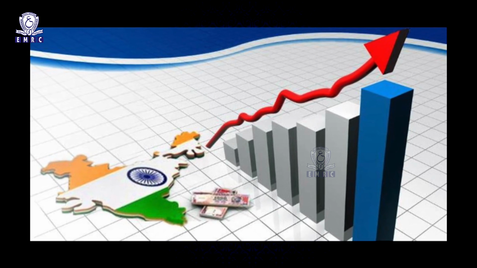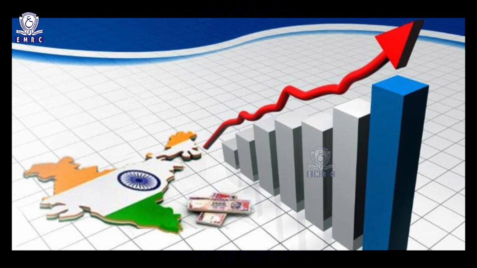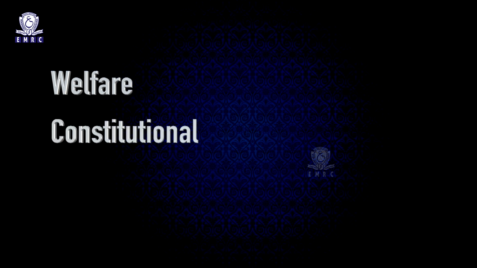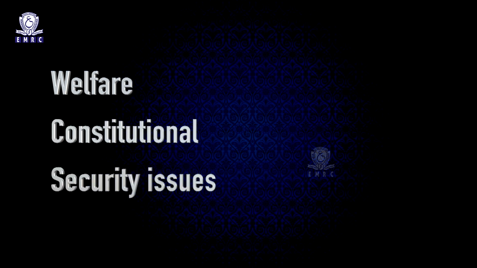According to Rostow, economic modernization is complemented by political development, which is to be perceived as the elaboration of new and more complex forms of politics and government as societies restructure themselves. The process of economic growth places several issues on the political agenda, most notably welfare, constitutional and security issues.